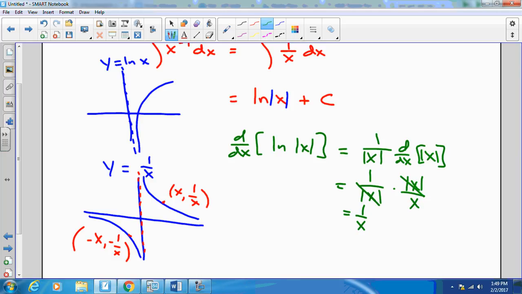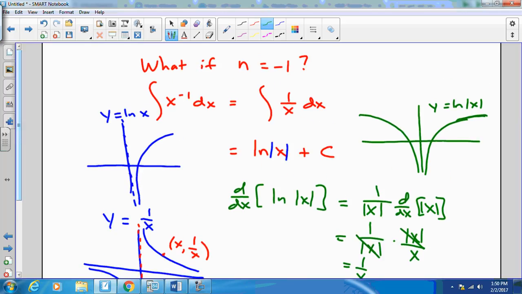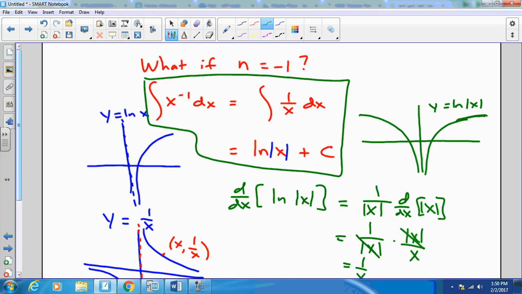And the graph of the natural log of the absolute value of x looks like the graph of natural log x reflected or mirrored about the y-axis, just like that. Does that make sense to everybody? So this is a special thing that you need to know. A special antiderivative rule for 1 over x.